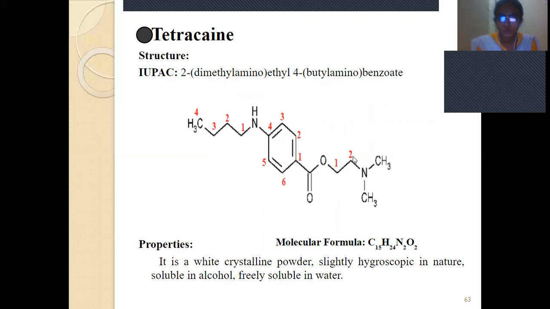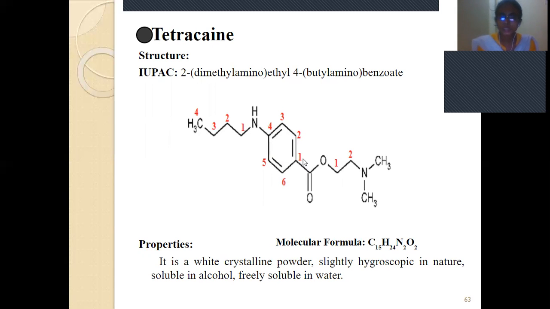And here 1, 2 means ethyl. For this ethyl, in the second position, dimethyl: 2 methyl groups are there, dimethylamino. So the name is 2-dimethylaminoethyl 4-butylaminobenzoate. So this is the structure and IUPAC name.